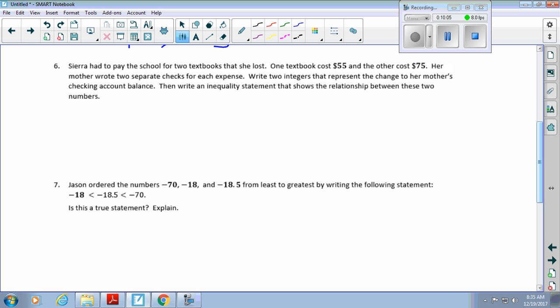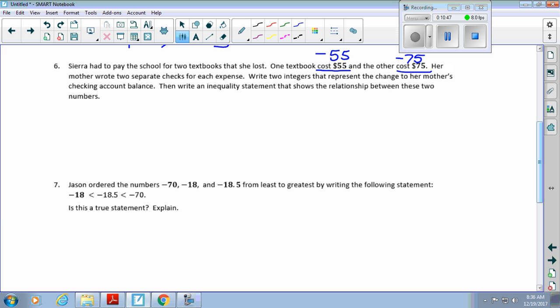Again, looking for keywords. So Sierra had to pay the school for 2 textbooks that she lost. 1 textbook cost $55. What do you think, Brent? And it asks us to write an integer that represents the change to her account. So if she has to write a check, is that going to make her account go up or go down? Go down. So that's going to be a negative $55. I'm sure her mother loved that. All right. And then the other one cost $75. So what would that be, Kane? Negative 75. Very good. I bet she loved that one even more.